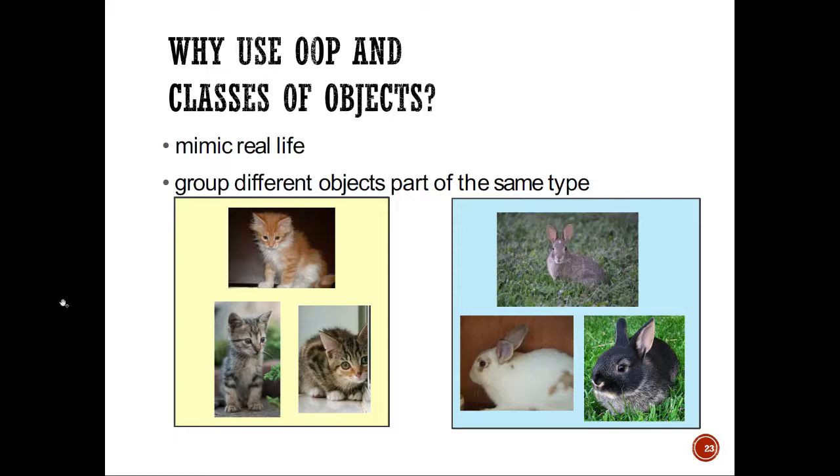For example, here we can have a class called cat, and within that class we have 3 different objects of 3 different cats, so 3 different instances. Similarly, here we have a class called rabbit in which we have 3 different instances of that class.